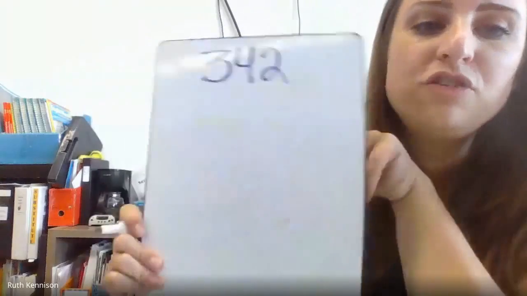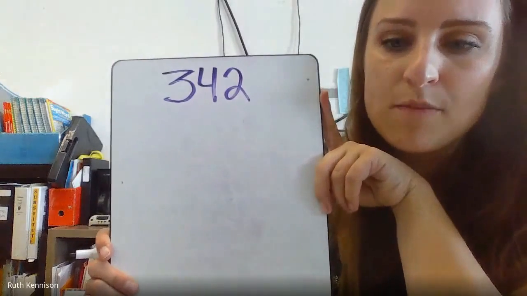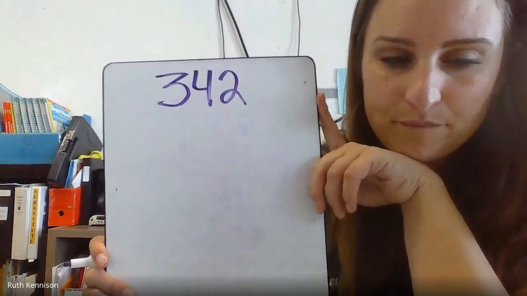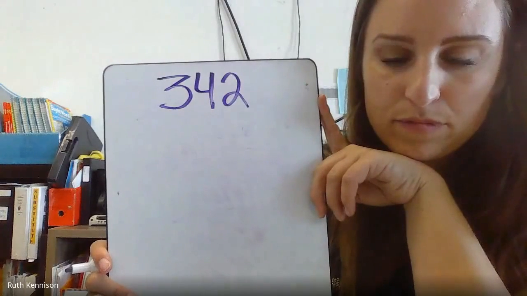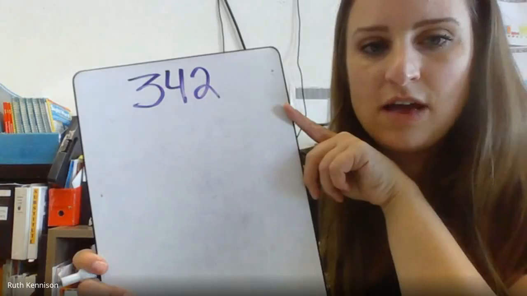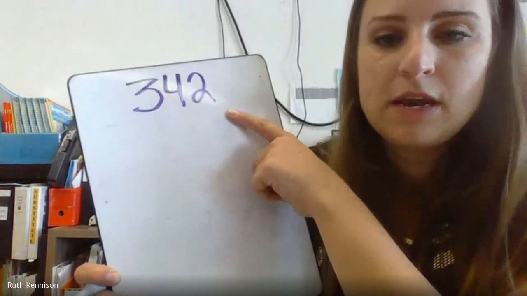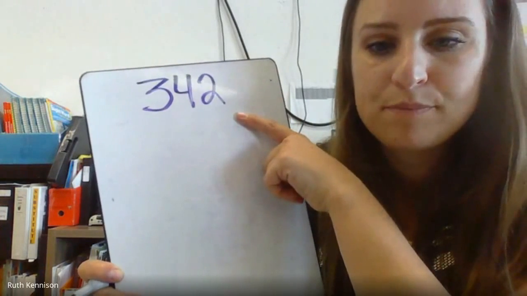Okay, I want you guys, if I have this number, I want you guys to think about how I would write that in unit form. Unit form. Hundreds, tens, and ones. Troy, thinking in your head. 342 is my number. Think about unit form.